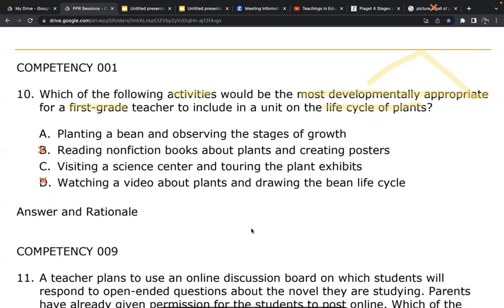So what else? What else can we eliminate?